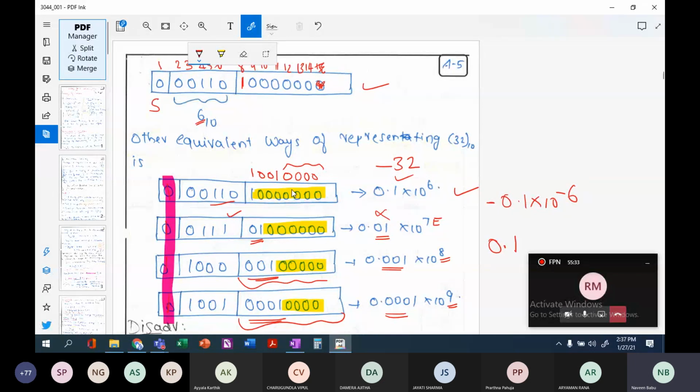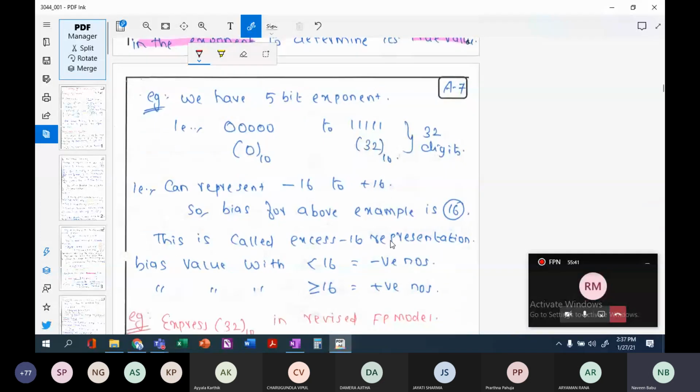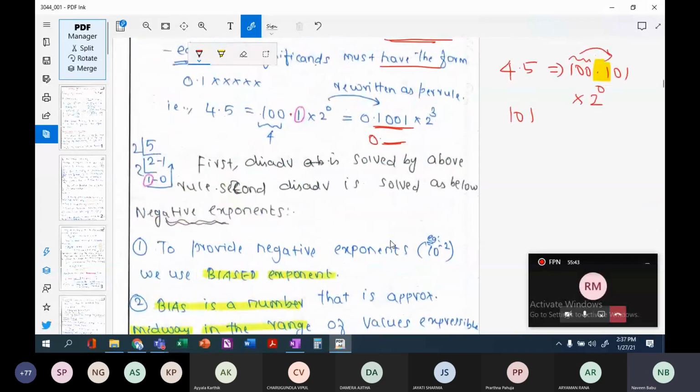When you handle large numbers, you will see that all these bits will be filled with some significant values. Now let us go back to our rules here. The second disadvantage is solved by using negative exponents. Now the immediate question comes: how do I give a negative exponent?